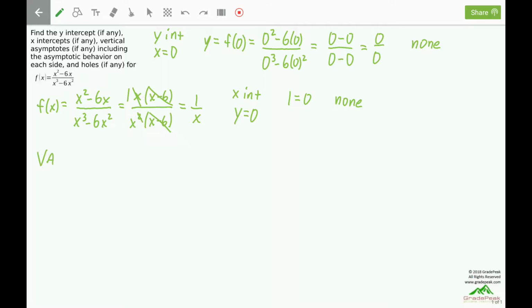Vertical asymptotes are found by taking the remaining denominator after canceling everything out and setting it equal to 0. It looks like x equals 0 will be the only vertical asymptote. We can now analyze the asymptotic behavior on each side, found by taking the left-sided limit at 0, using the factored version of the function, and the right-sided limit at 0, also using the factored version. Let's start with the left-sided limit.